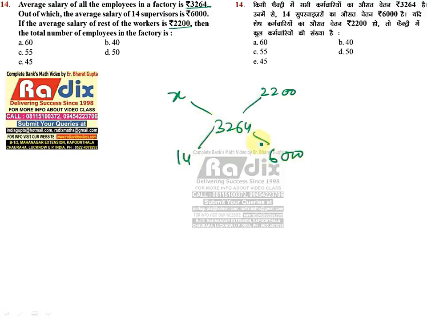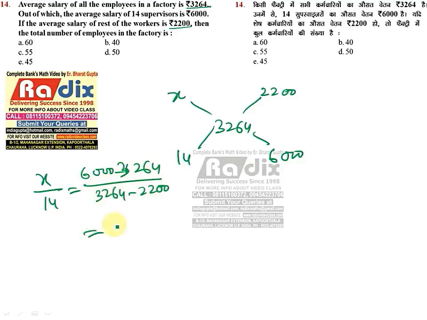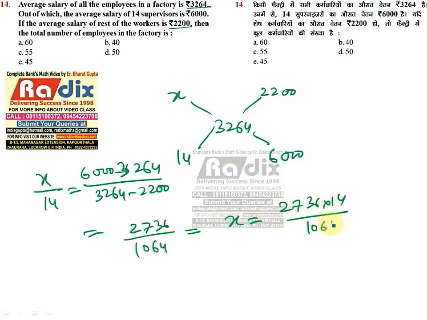Now using alligation, x by 14 equals 6000 minus 3264 upon 3264 minus 2200. So this value would be 2736 upon 1064. Now solving we get, 14 comes this side, x would be 2736 into 14 upon 1064.